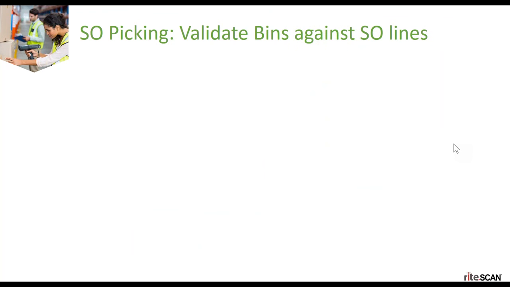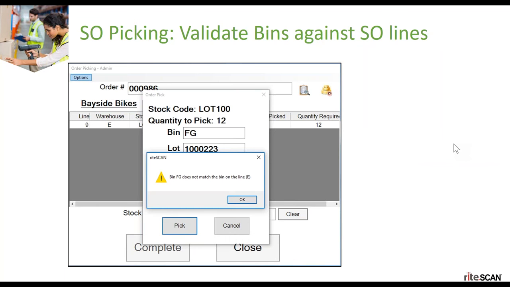Another error that an operator may see is when they're trying to pick a stock code that's assigned to a different bin location than what they're expected to be pulling it from. So it's going to warn that operator if the line that they're trying to pick is actually picking it from a different location. And what this does is really keeps your inventory levels in line. So that way, when operators are out on the warehouse floor, they're picking inventory from the correct locations, and they always know that those locations have the correct inventory that's expected as well.